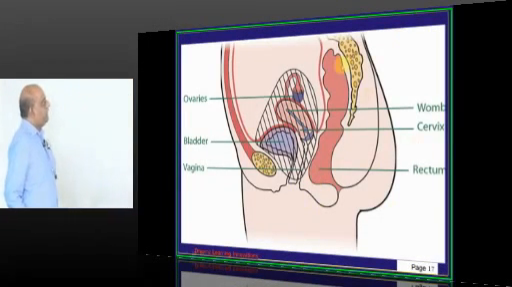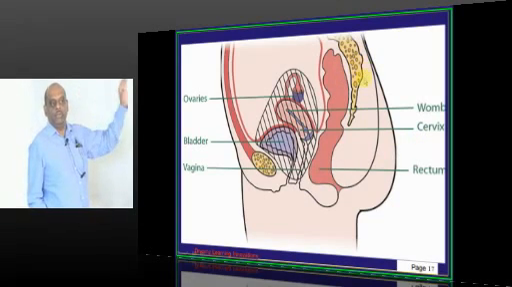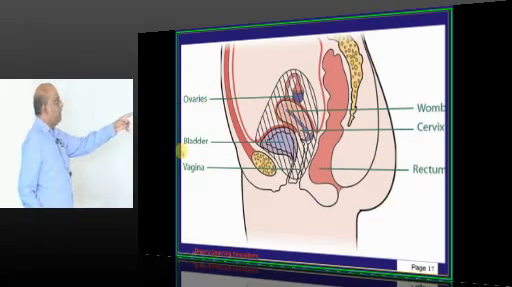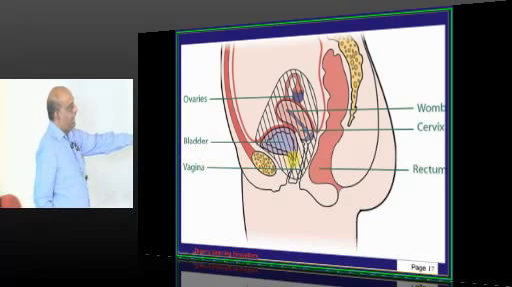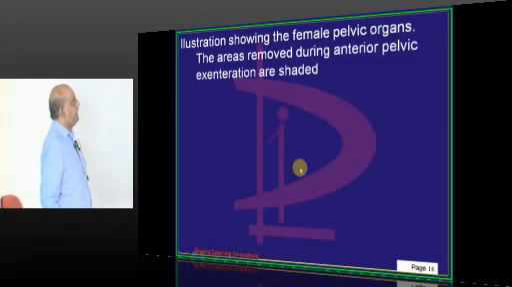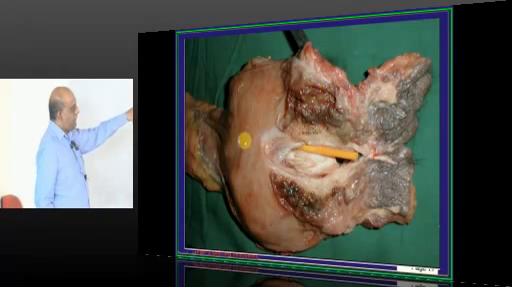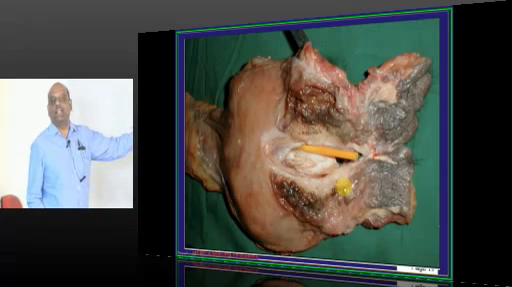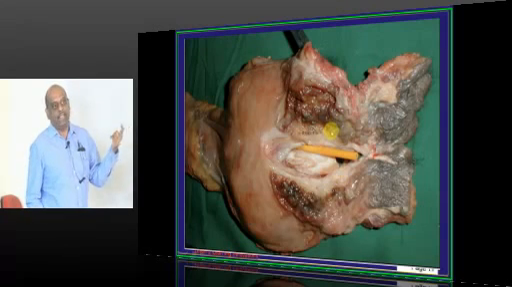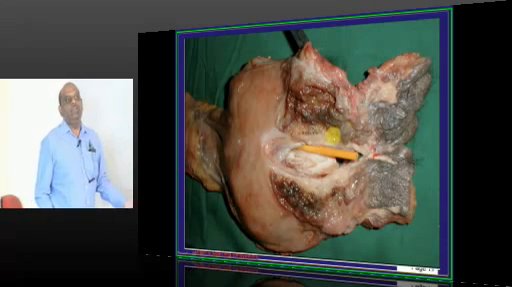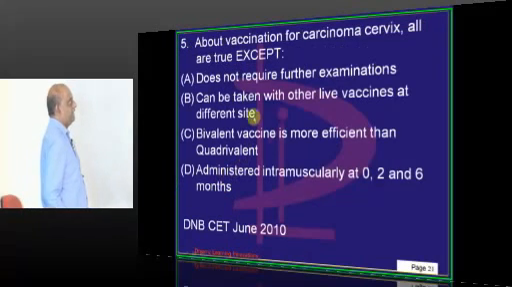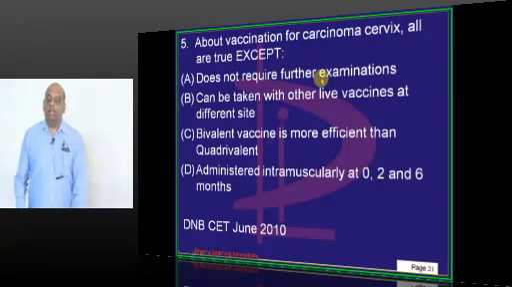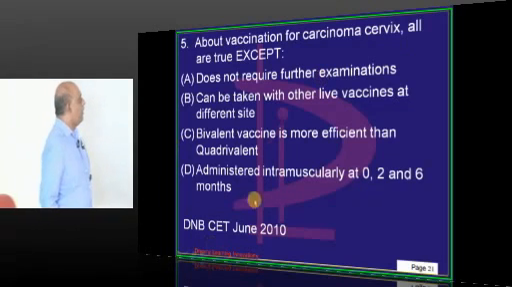See, doctor, this is the area which you will be removing when you are doing pelvic exenteration. The ovaries, the bladder, the vagina, this matched area is the one which is removed at the time of exenteration. And this is a typical exenterated specimen, but not in case of carcinoma cervix. This was a case of prostate cancer. Actually, even in prostate cancer also, pelvic exenteration is part of the treatment. Now, coming to carcinoma cervix, what is expected about it?